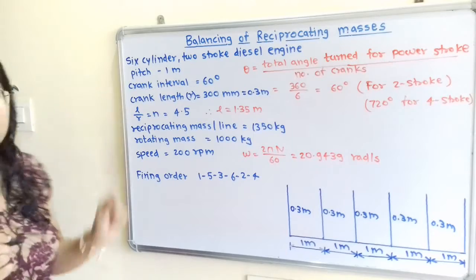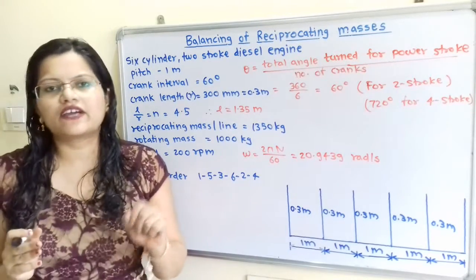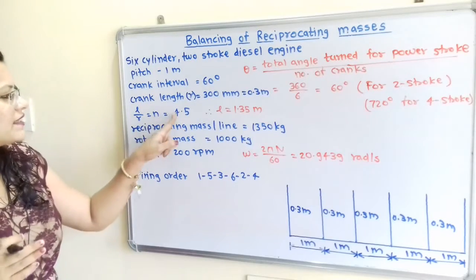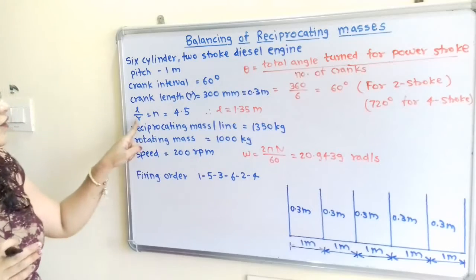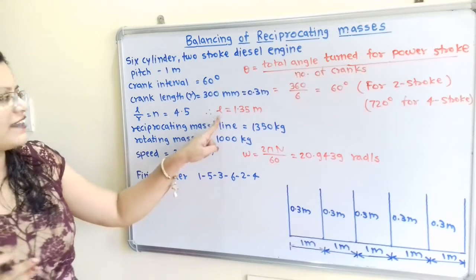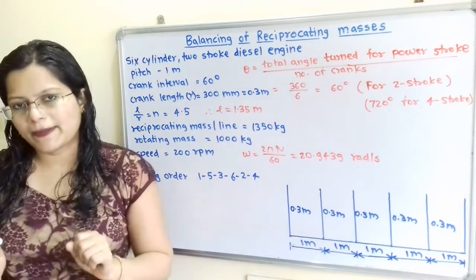Then the L by R ratio is given, that is the ratio of length of connecting rod to the crank radius, that is equal to 4.5. R is given 0.3. So from that we can find out the length of connecting rod, L is equal to 1.35 meter.